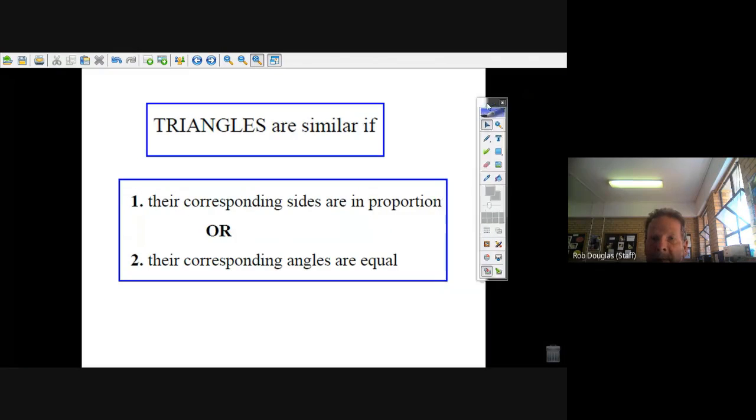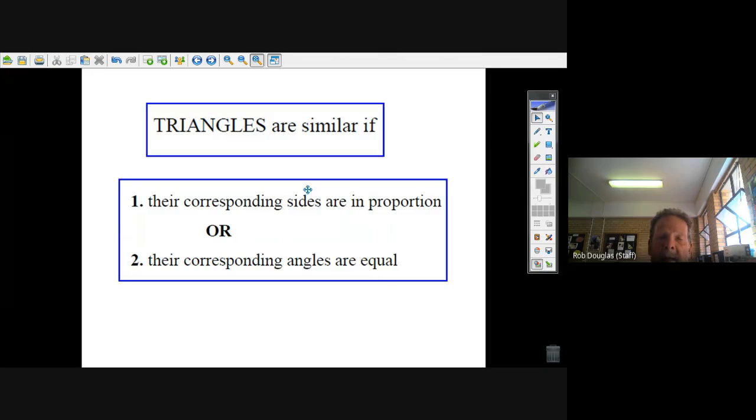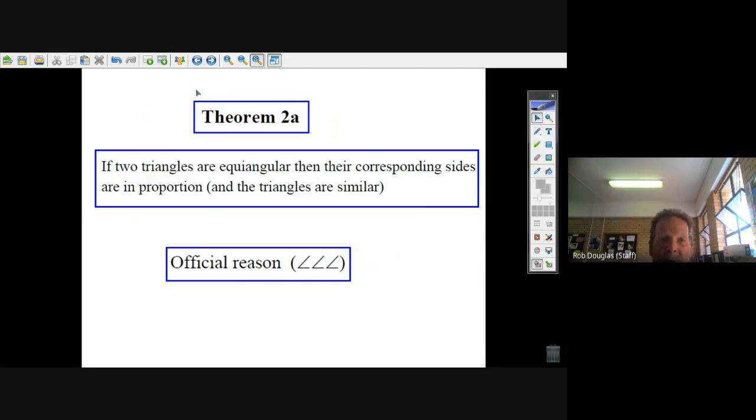Okay, in the last video, we came up with this idea that there's actually two ways that triangles can be similar. If their corresponding sides are in proportion, if they make the same fraction, or if their corresponding angles are equal, either way, the triangles must be similar. We're going to prove these things, and the proofs do come up on exams. They're kind of important. The first proof is going to look like this.